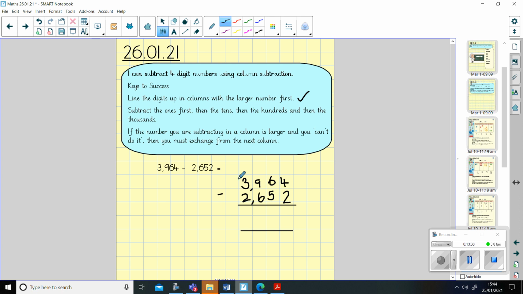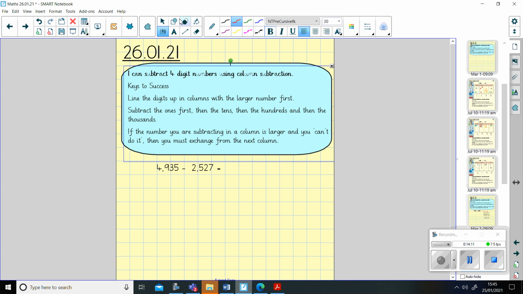Now I'm going to subtract the ones. 4 take away 2 equals 2. 6 take away 5 equals 1. 9 take away 6 equals 3. Remember my comma. 3 take away 2 is 1. So the answer to this calculation is 1312. Let's have a look at another one.